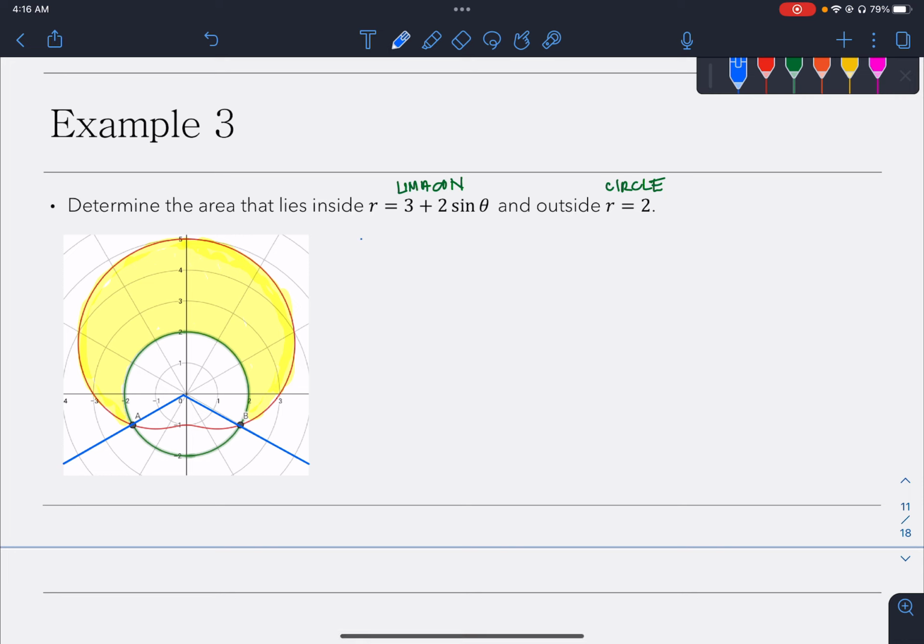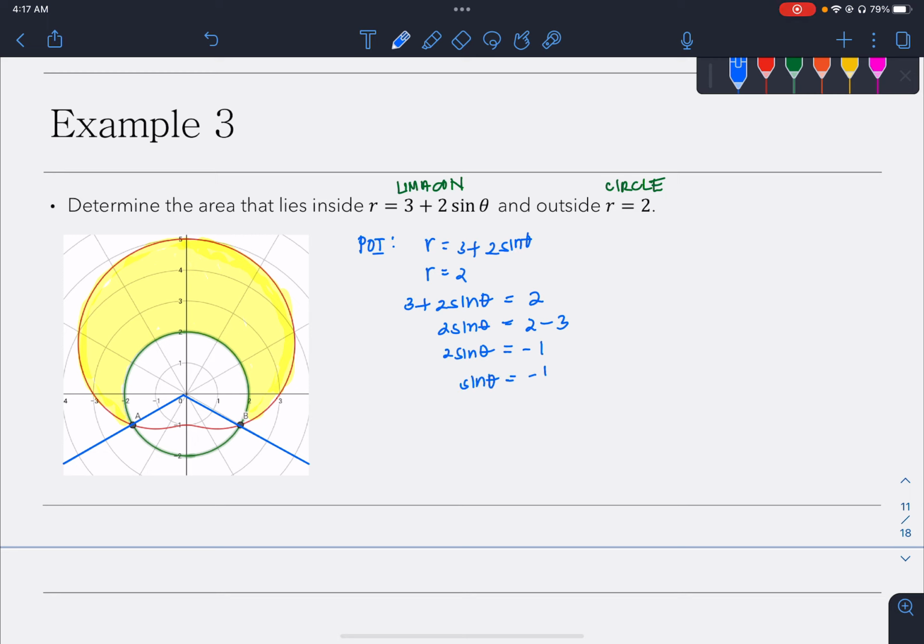To find the points of intersection, we use our two polar equations. One is r equals 3 plus 2 sine theta, and the other one is r equals 2. Since both are r, we can equate the two. So 3 plus 2 sine theta equals 2. Then we transpose 3, so 2 minus 3 makes it negative 1. Therefore 2 sine theta equals negative 1, then sine theta equals negative 1 half.